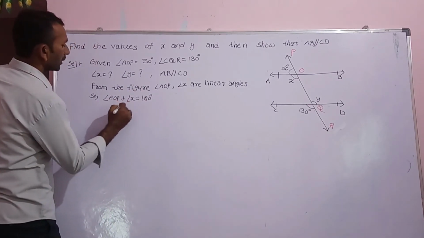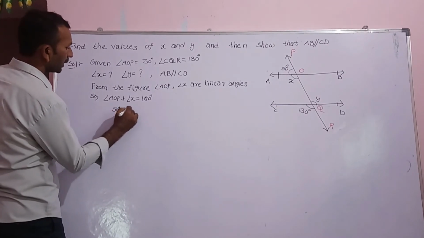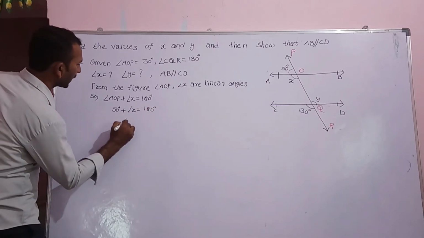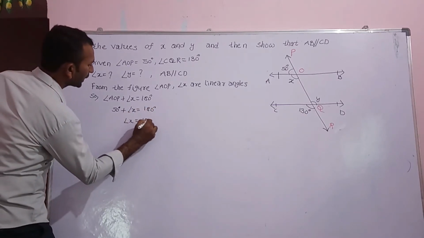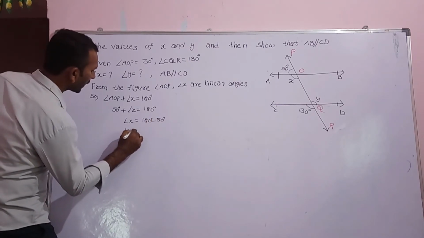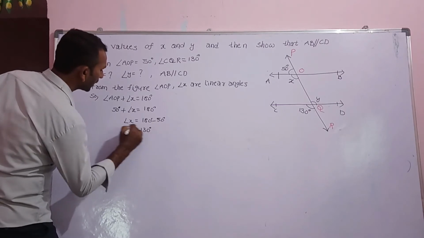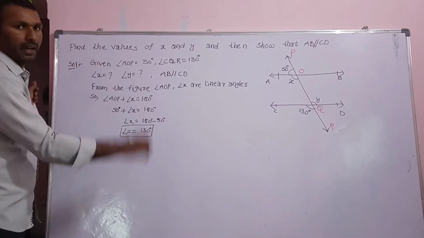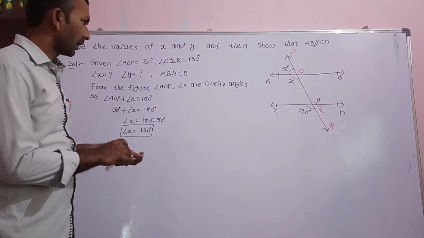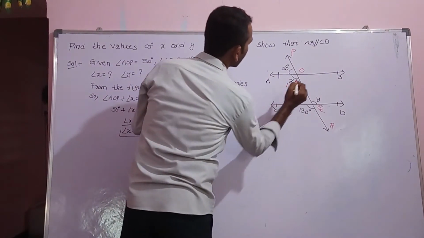Angle AOP is given as 50 degrees, so 50 degrees plus angle x equals 180 degrees. Angle x equals 180 minus 50 degrees, and we get angle x equals 130 degrees. This is the first one: angle x equals 130 degrees.